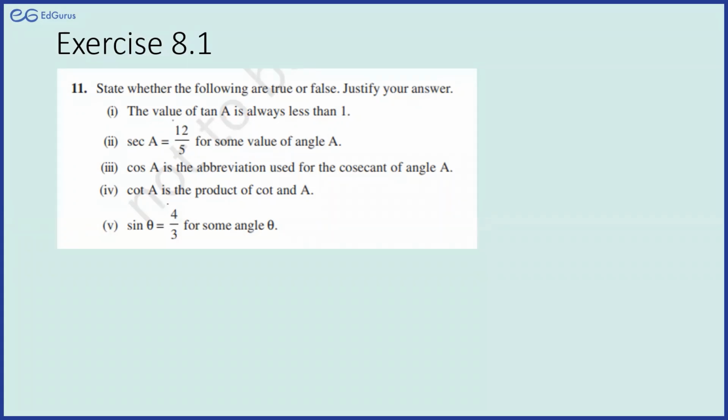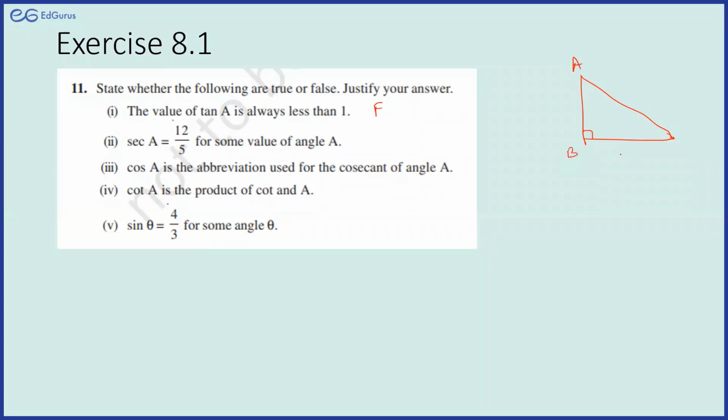Ma'am, it is false. Why is it false? Ma'am, because according to the table given in the book, tan 60 degrees is equal to root 3, and root 3 is greater than 1. Yes, right? And even if you do not remember the values, you can see what's happening here.